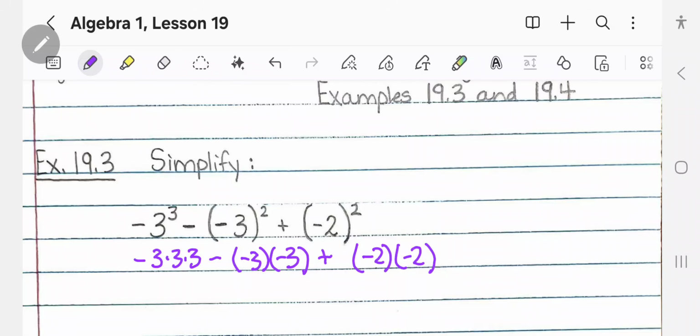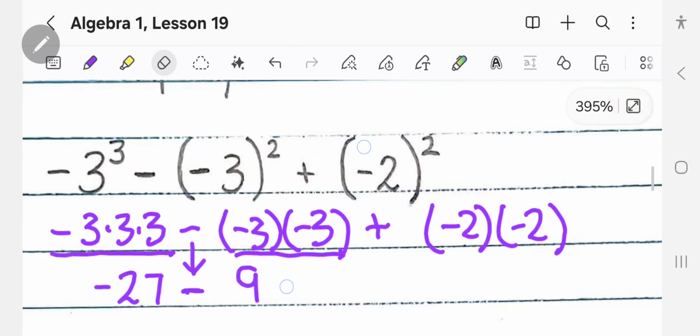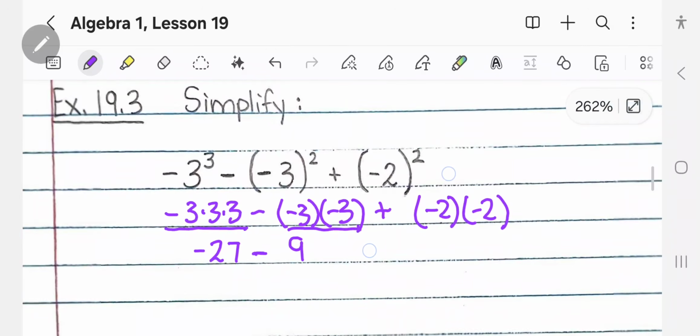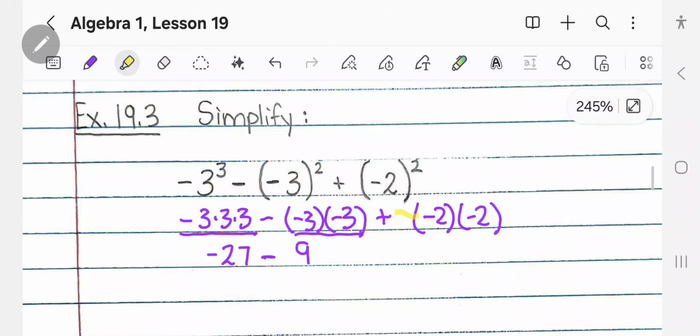Now I can start working this out a little bit. 3 times 3 times 3. 3 times 3 is 9, times 3 is 27, and then you take the opposite of 27, so that's negative 27. I'm going to bring down this minus sign that I have here, okay? And then I have 3 times 3, which is 9, and then those two negatives, so that's going to be a positive 9. Now, I still have the minus in front of it again because I brought that down. Okay, then I'm going to bring down this plus sign here, and then I can work this out. Negative 2 times negative 2, that's going to be positive 4.